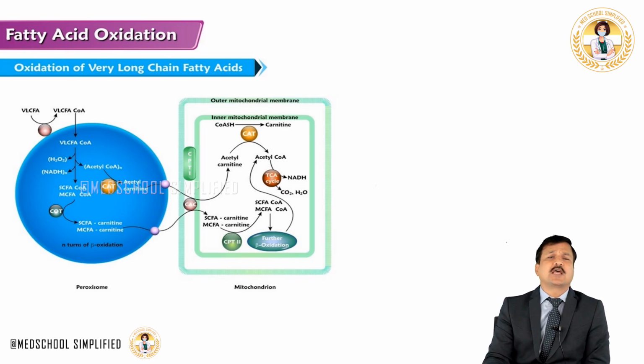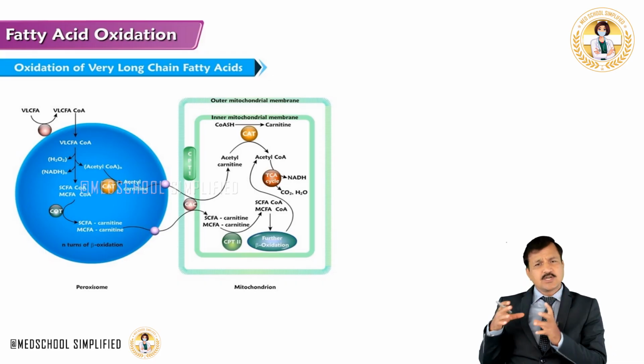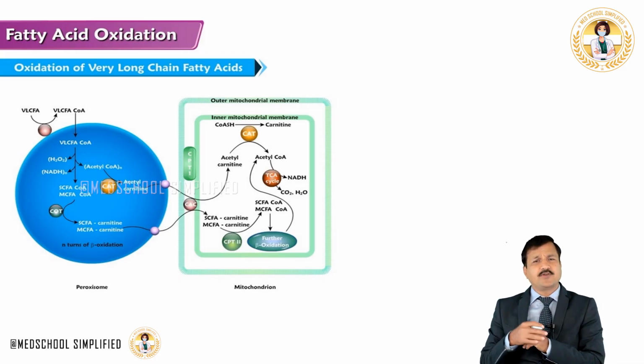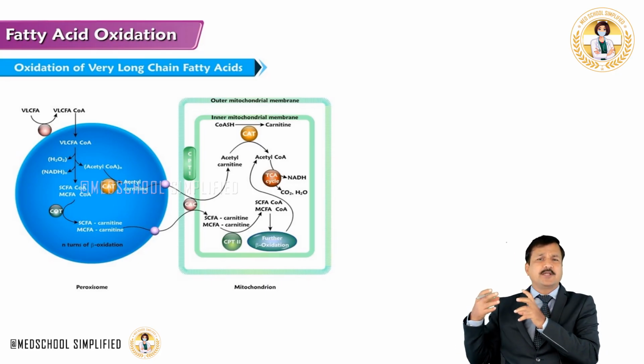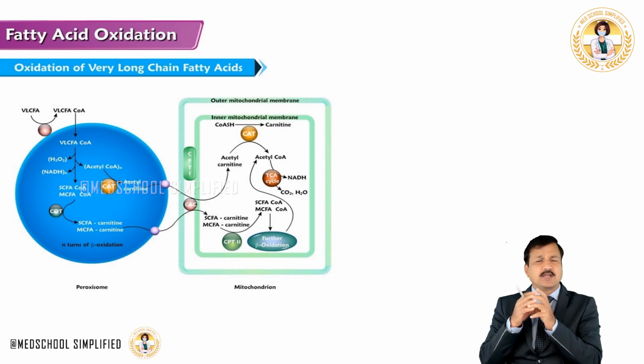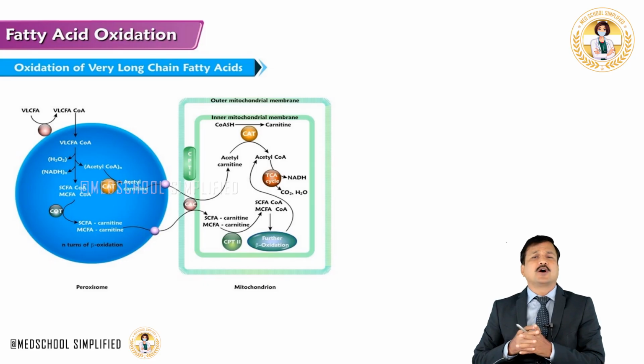So what will happen to the acetyl-CoAs, short chain fatty acyl-CoAs and medium chain fatty acyl-CoAs that are released here? All of them are taken out of the peroxisome by esterifying them with carnitine. So carnitine is the one that helps in the transport of short and medium chain fatty acyl-CoAs, including acetyl-CoAs, out of peroxisomes into the matrix of mitochondria for further oxidation.